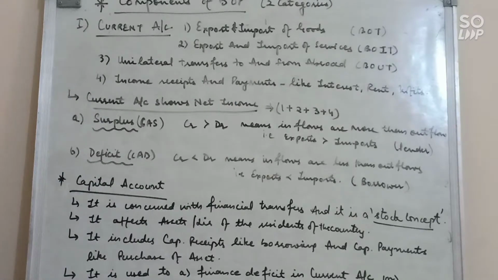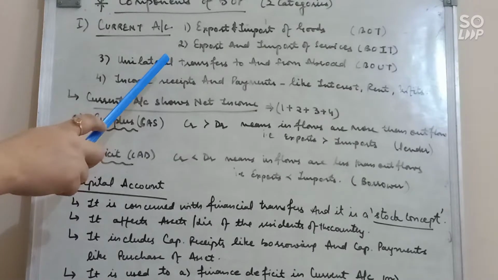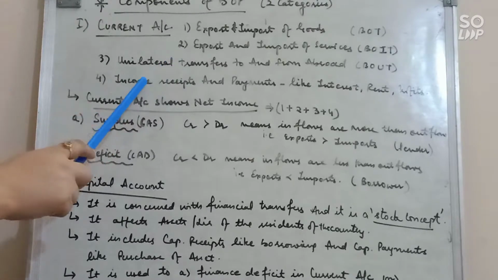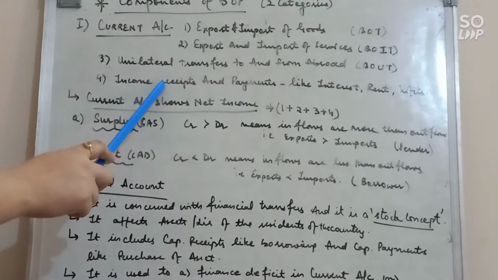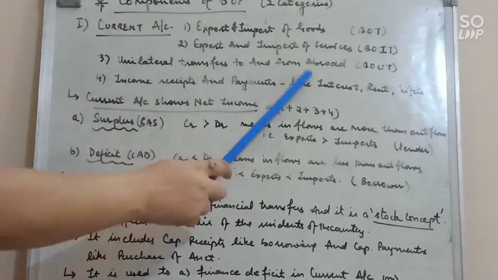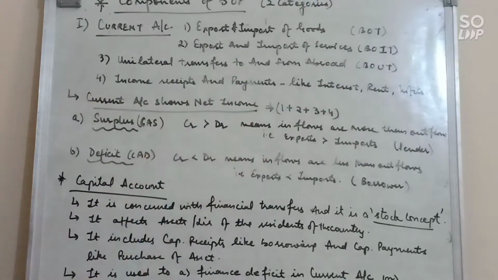Third is unilateral transfers to and from abroad. Unilateral transfers I have already discussed, that is one side transaction like gift, scholarship, donation, etc. Under this, receipts of unilateral transfers from rest of the world will be recorded on the credit side, and unilateral transfer to rest of the world is recorded on the debit side. And after that we will take the balance of these two, and that is known as the balance of unilateral transfer.